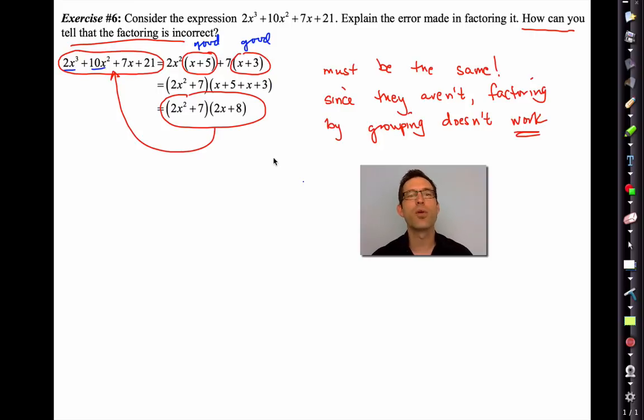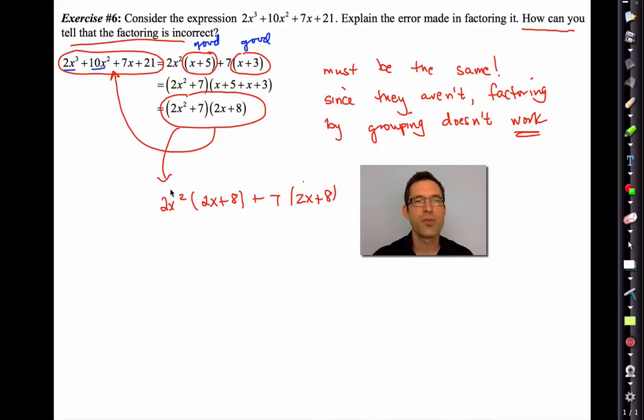Of course, the way that you can always know whether your factoring is correct is by beginning to multiply it back out. So if I was to multiply this back out, and let's say I do this sort of the double distribution method. So I've got 2x squared times 2x plus 8 plus 7 times 2x plus 8. My first term, 2x squared times 2x, is going to be 4x cubed. But that's all I should need to know this is wrong.